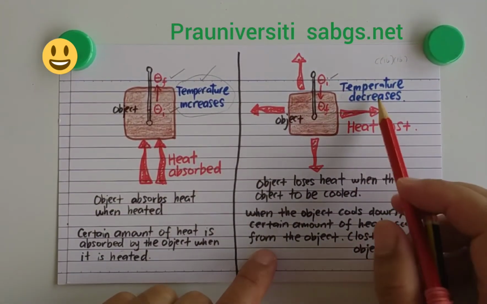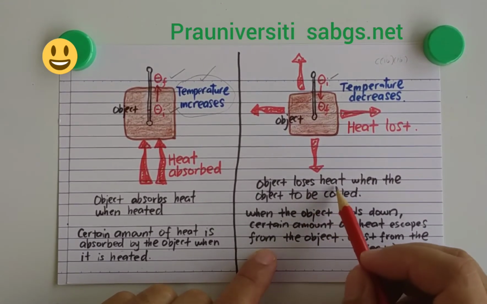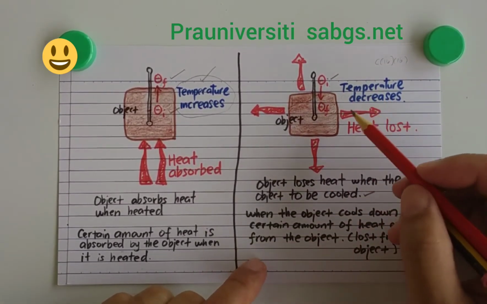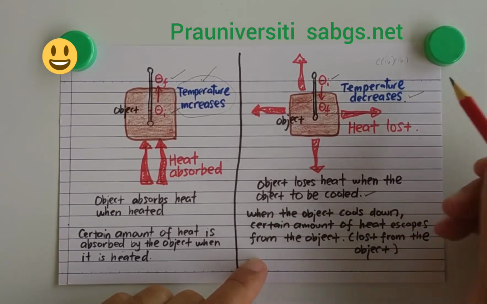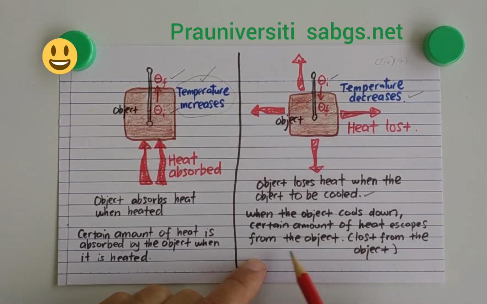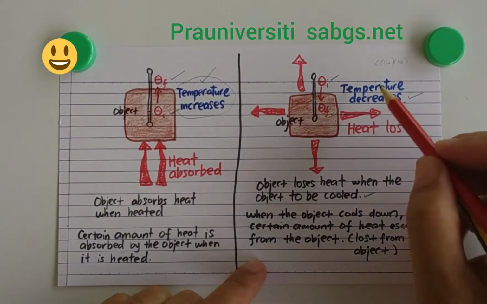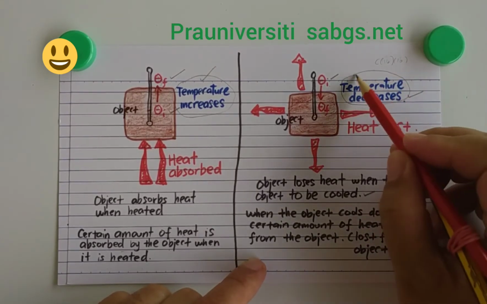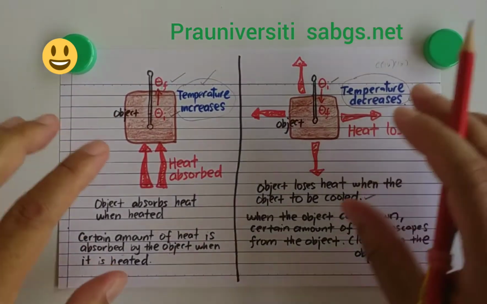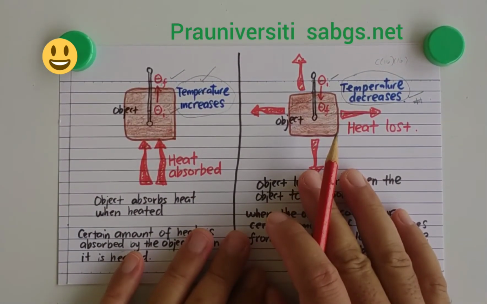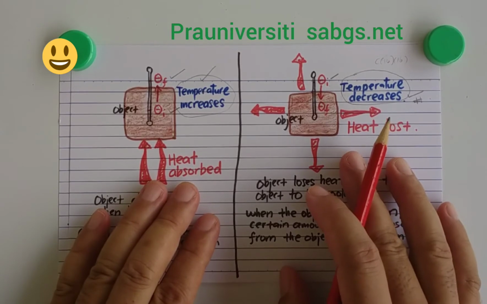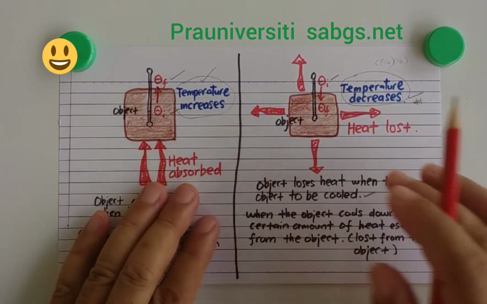Then we go to this object. In this case, the object loses heat when the object cools. That means this object lost its heat energy, so the temperature decreases. When the object cools down, a certain amount of heat escapes from or is lost from the object, and the most important thing that happens is the temperature decreases. So that is the idea of heat absorbed and heat lost by the object, and the changes in the temperature. We continue.